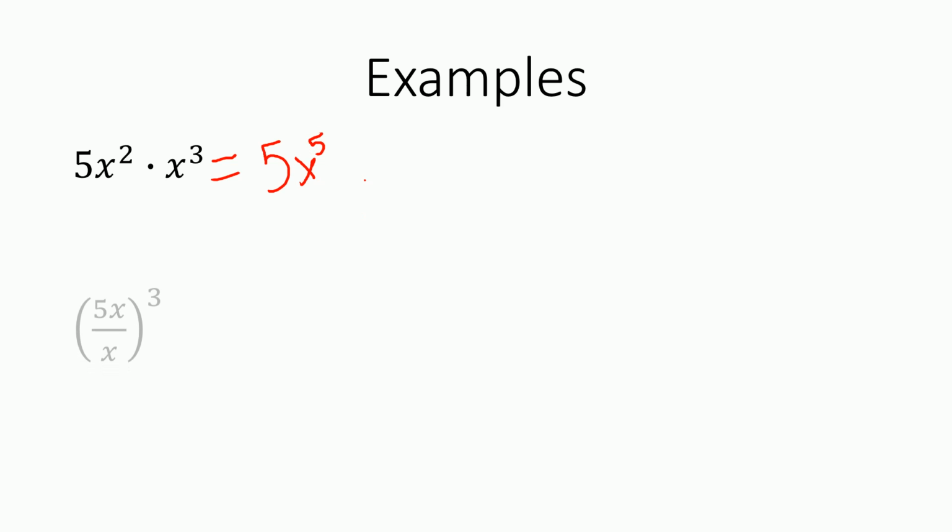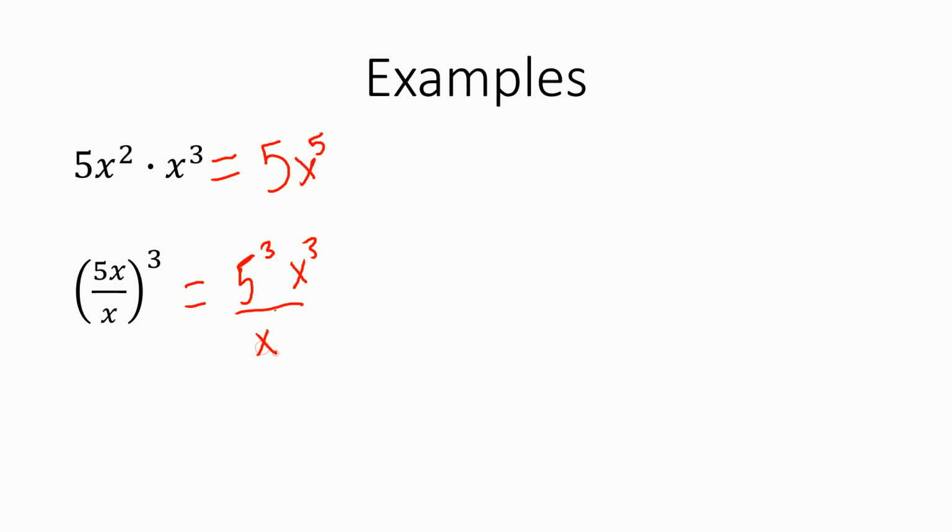Okay. In this one though, this is a power of a quotient, because we have a 3 outside of a set of parentheses, so everything inside, the 5, the x on top, and the x on bottom all get the exponent. Oops. Rewrite my 5. Now I can do the next part.